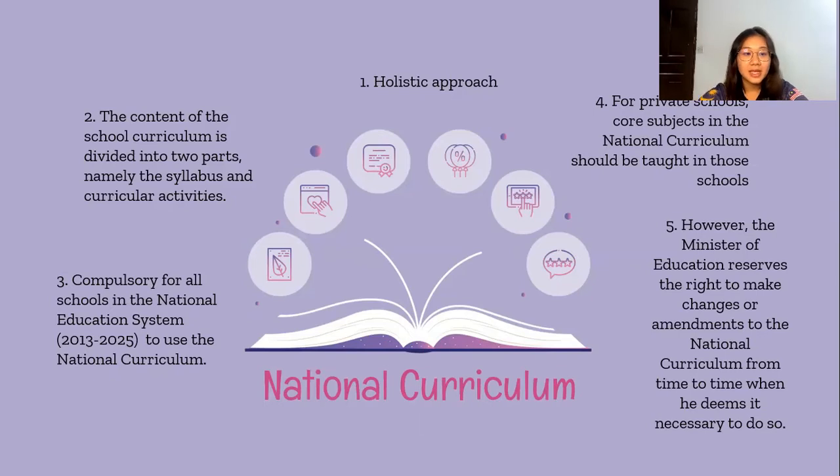intellectually, and so on. The content of the school curriculum is divided into two parts, which are the syllabus and the curricular activities, such as sports, clubs, and uniform units like Pandu Putri and Red Crescent, for example. Moving on, the national curriculum is compulsory for all schools in the national education system. However, for private schools, core subjects like history have to be taught in those schools.